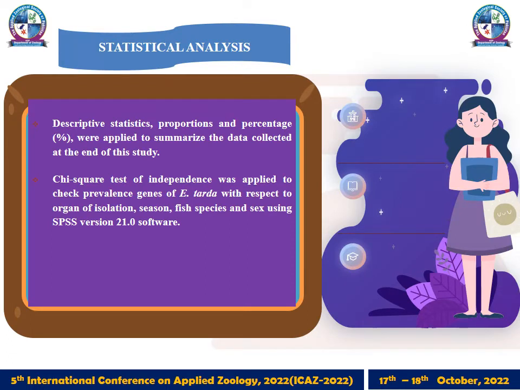Descriptive statistics such as proportions and percentage were applied to summarize the data collected at the end of the study. A chi-square test of independence was applied to check the association of Edwardsiella tarda with respect to organ of isolation, season, fish species and fish sex using SPSS.